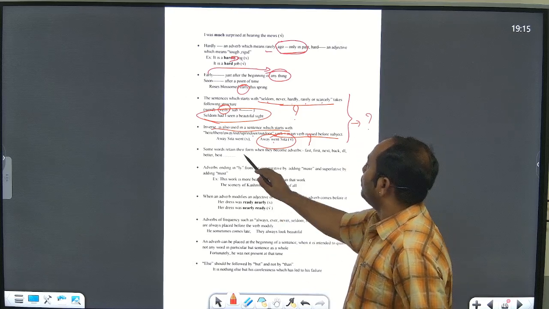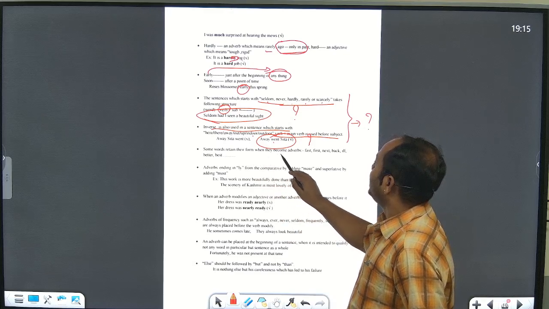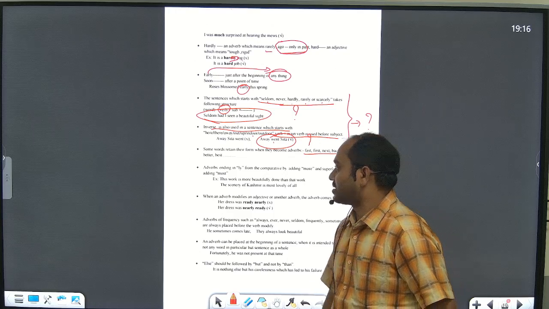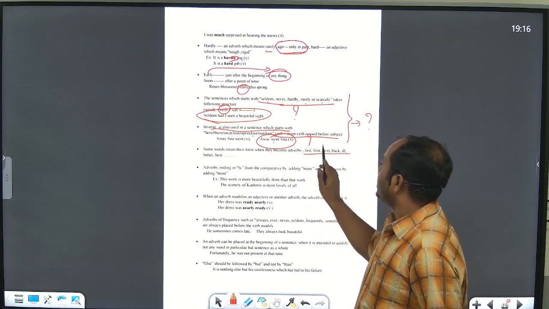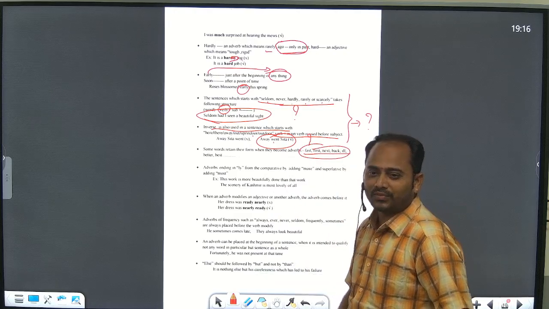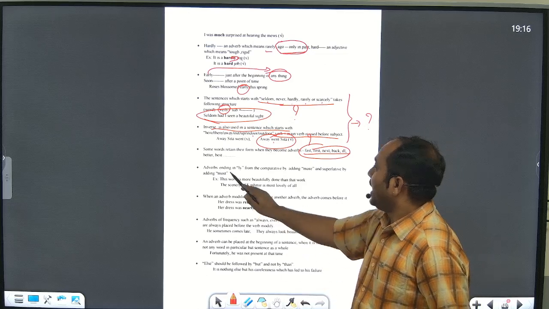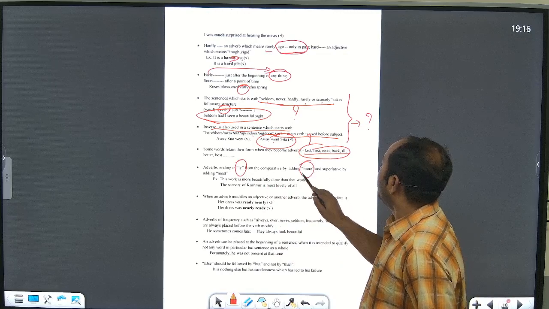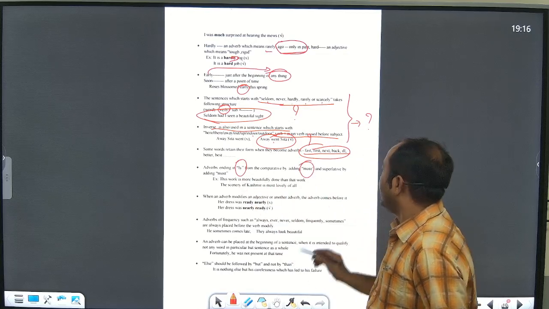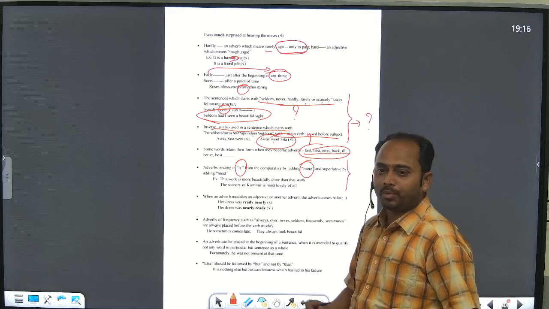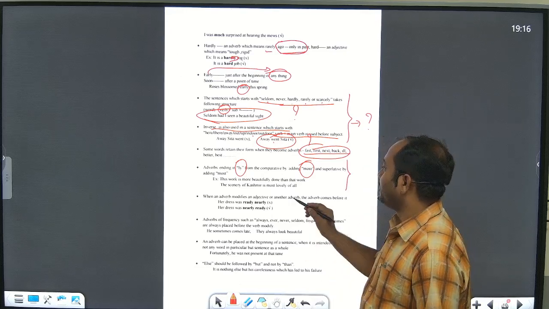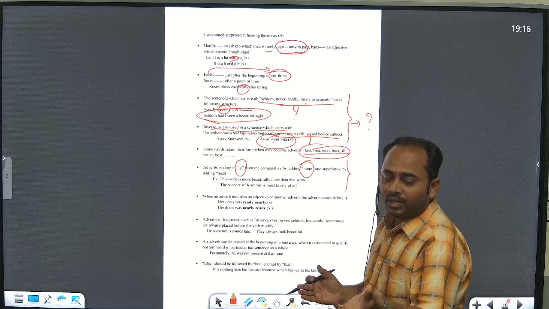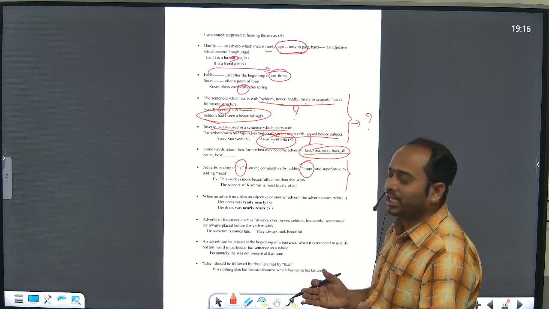Next, some words retain their form when they become adverbs: fast, first, next, back, ill, better, best. Okay, these are the words which we have to remember. Fastly we should not use, firstly we generally should not use. And adverbs ending with ly form the comparative by adding more and the superlative by adding most. This we can learn again in degrees of comparison. When you add more, that becomes the comparative degree. When you add most, that becomes the superlative degree.